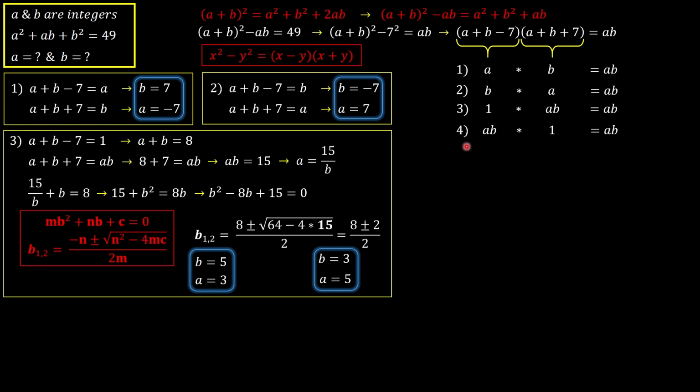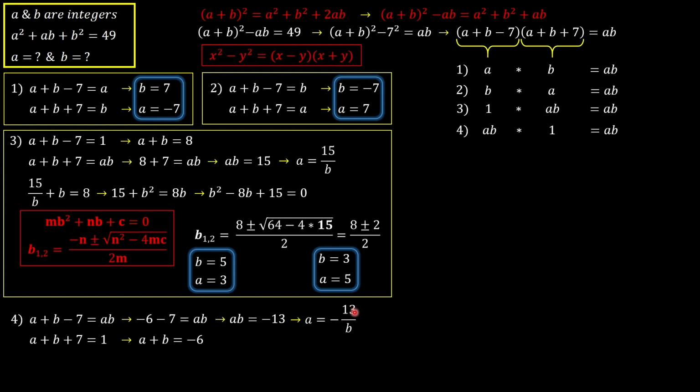Now let's check the fourth solution. a plus b minus 7 equals ab. a plus b plus 7 equals 1. From here we can find a plus b. It will be minus 6. Then we are going to put this a plus b into our first equation. Then we'll get minus 6 minus 7 equals ab. Then ab equals minus 13. Then a equals minus 13 divided by b.